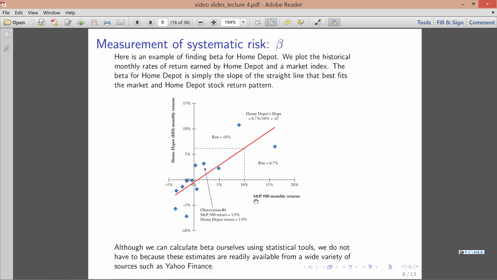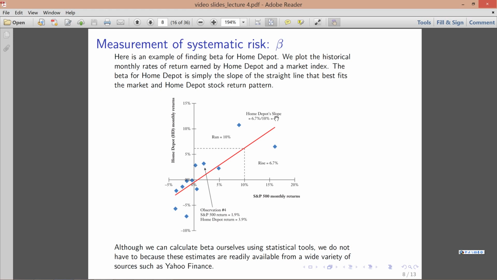Of course, there are some other indexes that people sometimes use as well. To calculate the slope of this line, we look at the change in Home Depot's return, which is 6.7%, and to lead to this change, correspondingly, the market return changed by 10%. So the beta is 0.67. And this line actually should go through here. There's a little mismatch here.